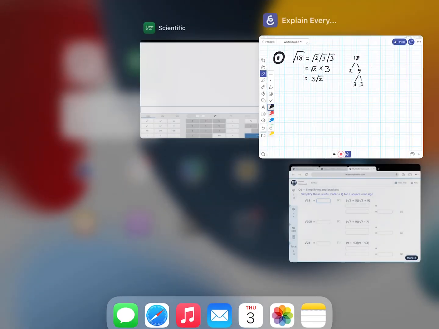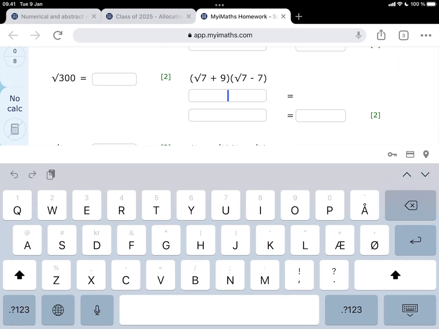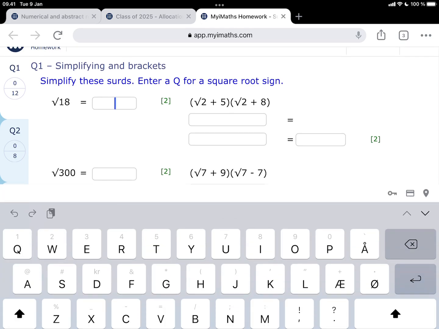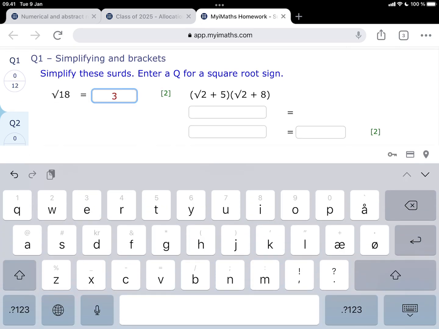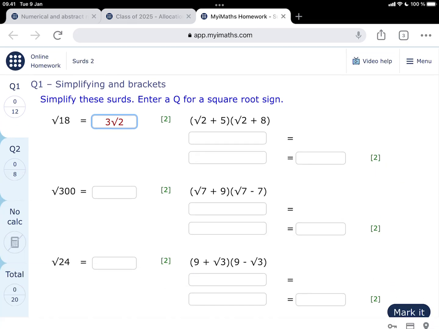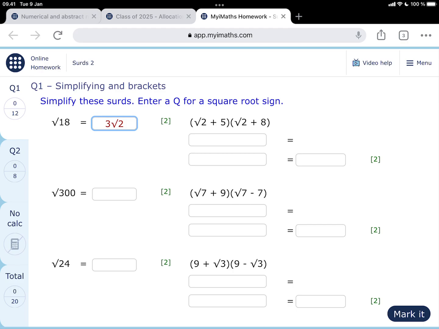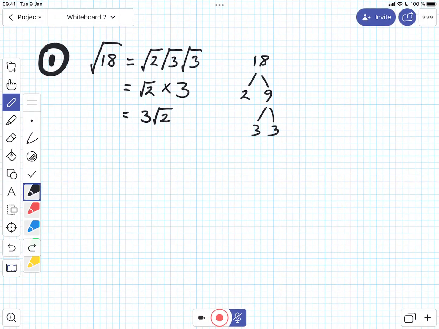So let's just go back to iMaths and fill that in. So just get rid of that. Square root of 18 is equal to 3 times the square root of 2. Okay, on to the next one. The square root of 300. Okay, well, let's just think about how 300 breaks down. Well, very obviously, 300 is 3 times 100.